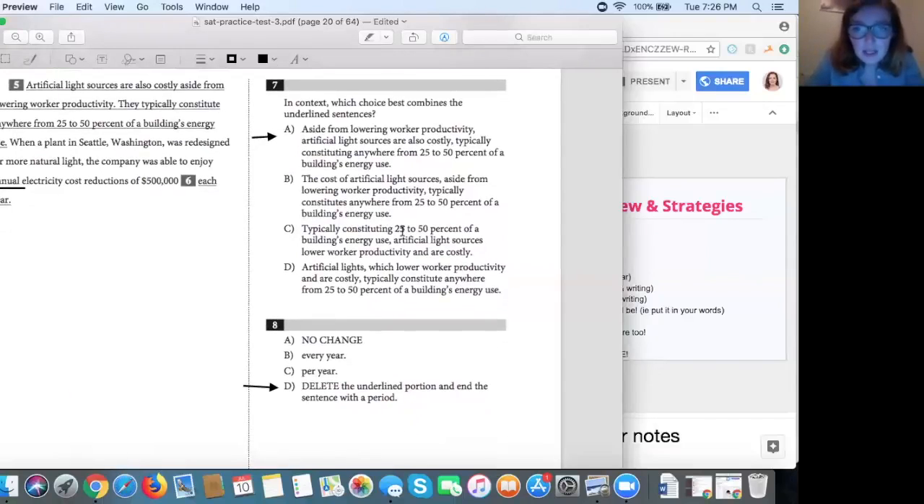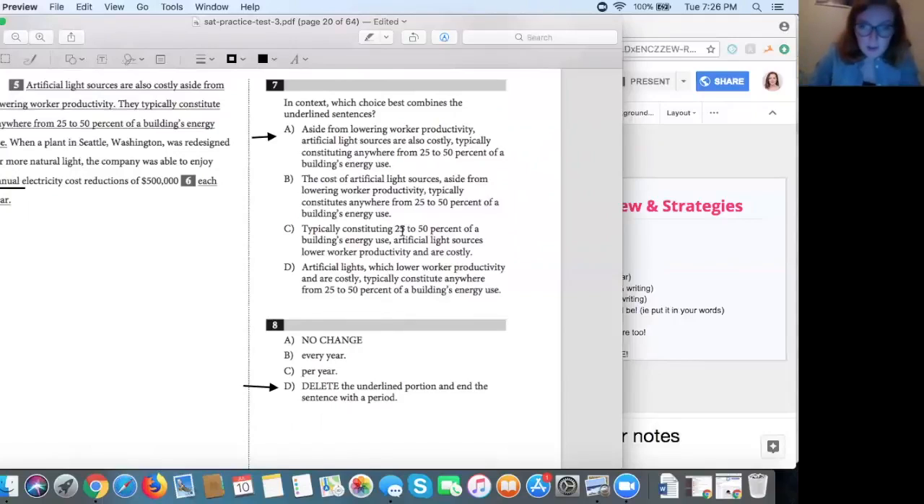Typically constituting 25 to 50% of a building's energy use, artificial light sources lower worker productivity and are costly. So this is the same thing. All of a sudden I have lower worker productivity splitting up the description of its costliness and the detail of its costliness. And also, if I'm going to have this kind of descriptive clause at the beginning, I'm going to want it to apply to the entire action of the main clause, so the sentence that follows. And typically constituting 25 to 50% doesn't have much bearing on worker productivity.